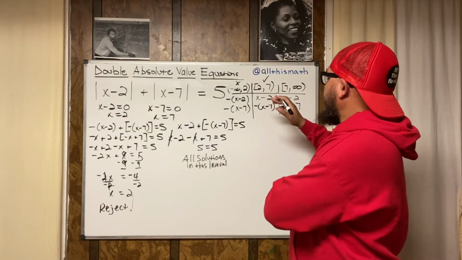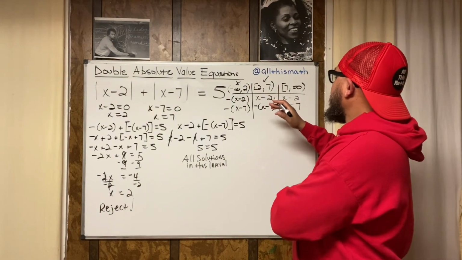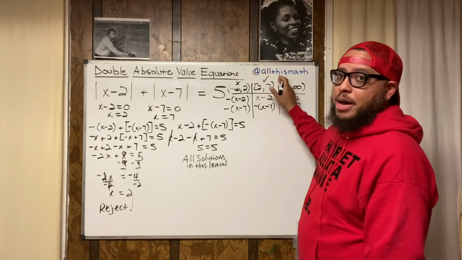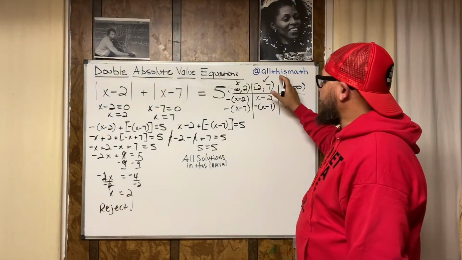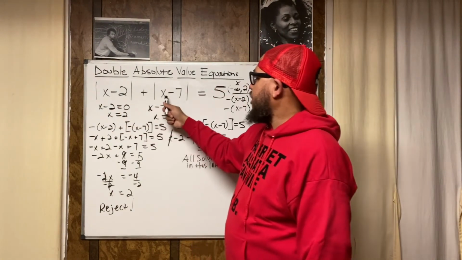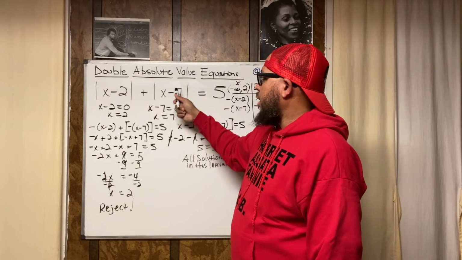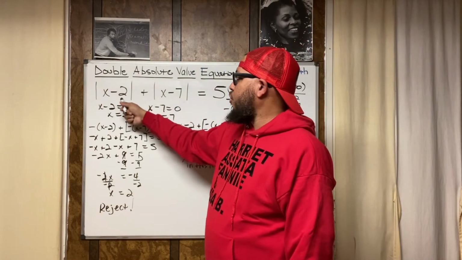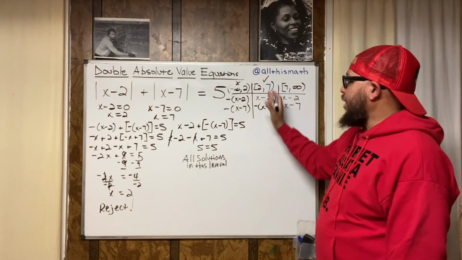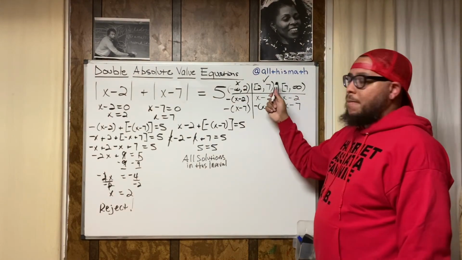Matter of fact, no, 7 is not included. 7 is not included because 7 is not in this interval. 7 is a boundary point. I shouldn't have said 7. 7 is a boundary point. But what about 6, right? 6 minus 2 is 4. 6 minus 7 is negative 1. Absolute value gives you 1. 4 plus 1 gives you 5. All right? So 7 is not included in this interval, right? Because 7 is a boundary point.